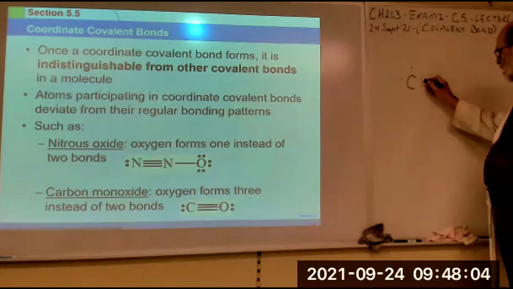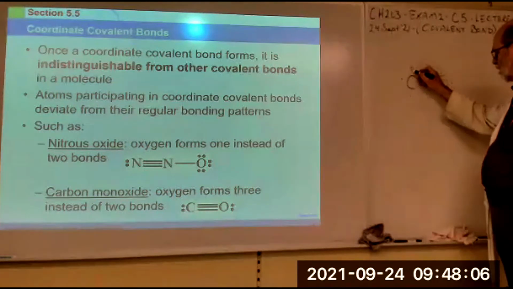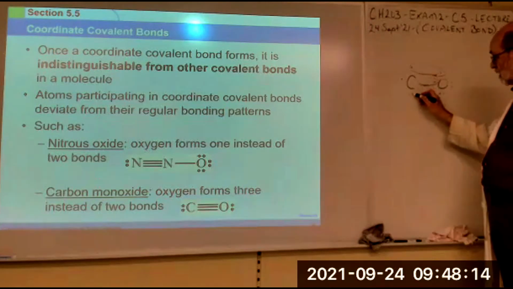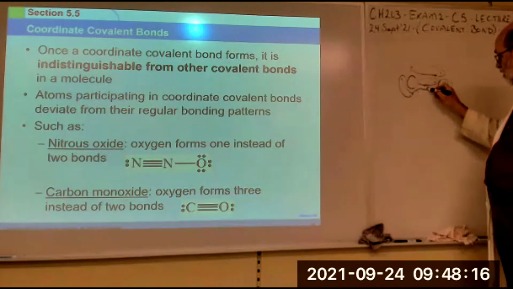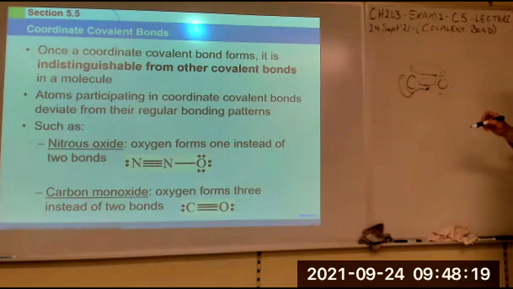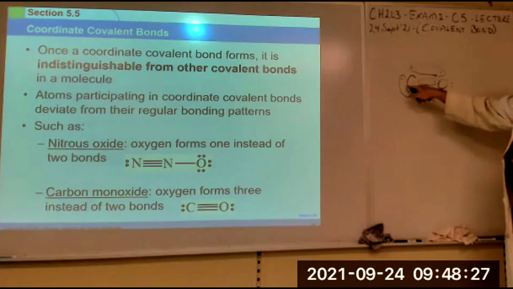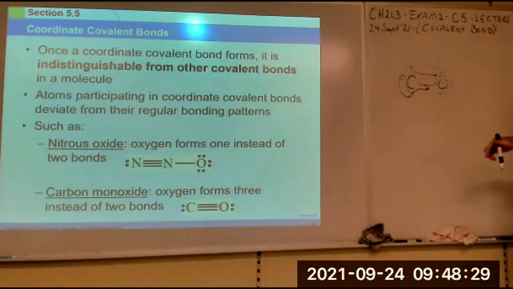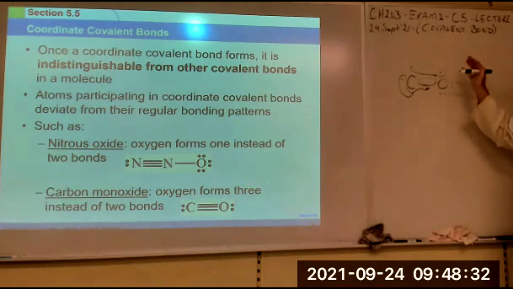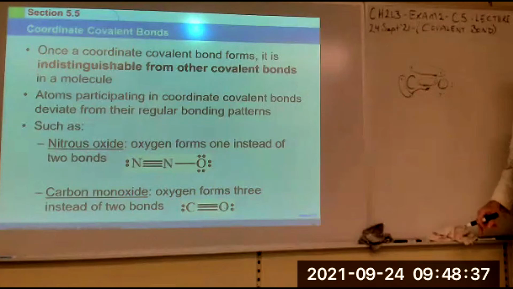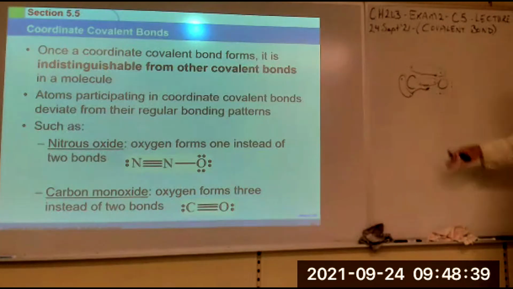Well, we got these 2 here. We got these 2 here. Oxygen's happy. So what is it going to do? Well, if we take these 2 and put them over here, now we got the 3rd bond. So that's a coordinate covalent bond that formed with these two electrons coming completely from oxygen. So actually, there's no advantage for oxygen, but there is an advantage for carbon to do that. Now it has an octet.